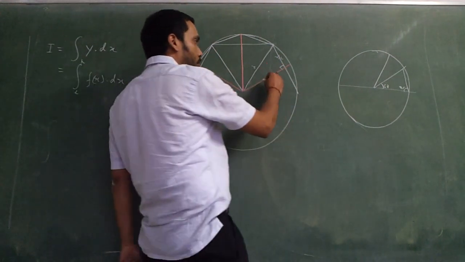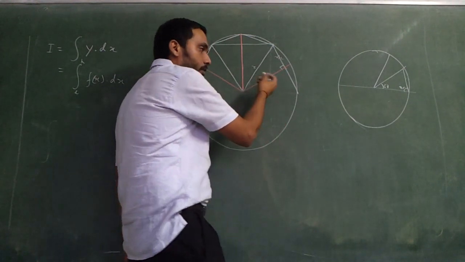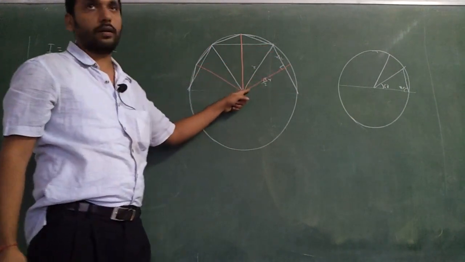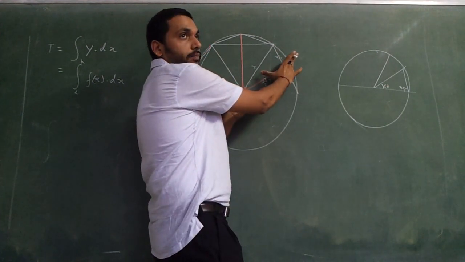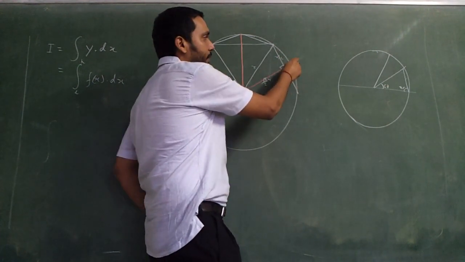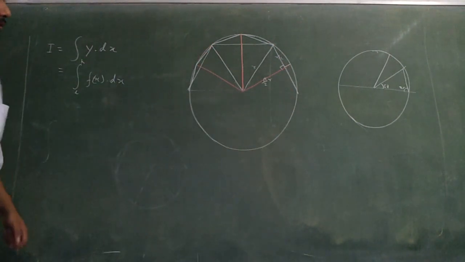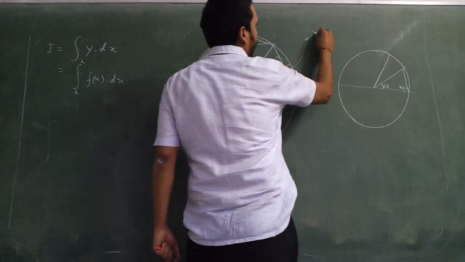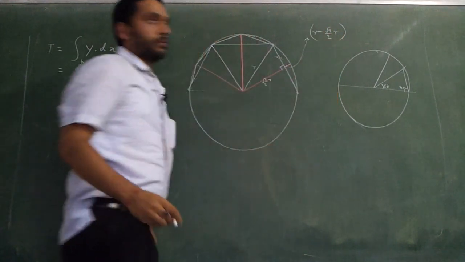Okay, so this is what? Root 3 by 2R. You can apply sine also, cos also over here and you can get it. Sine 30. This is a right angle triangle or not? So this length is root 3 by 2R and this total length is R. So how much is this length? So this tiny length is equal to R minus root 3 by 2R. Right?